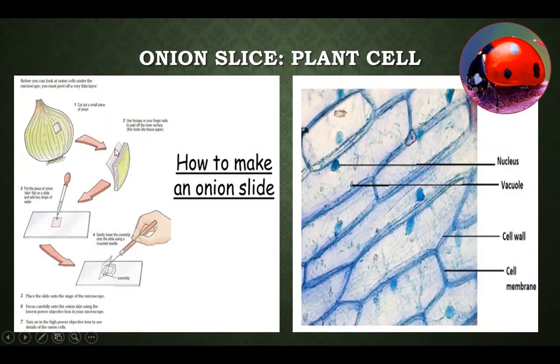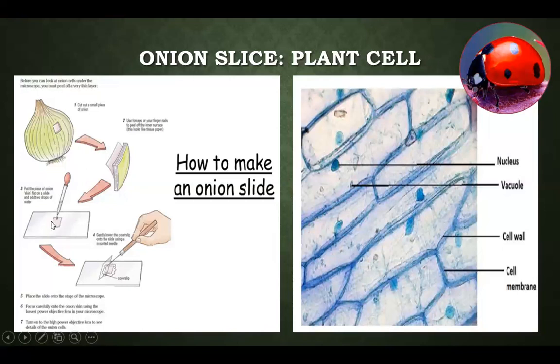You must have seen that on the inner side of the onion, there is a slimy, slippery layer that usually comes off very easily. With the help of a forceps, you just have to separate this layer, and place this layer on the microscope slide. Again, the slide is supposed to be clean.